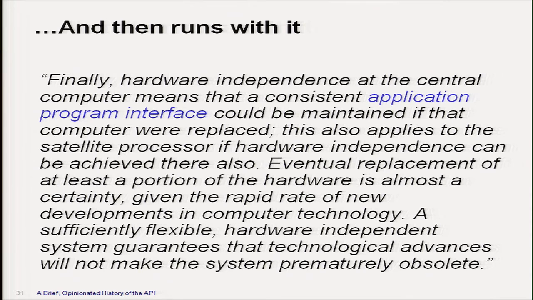Eventual replacement of at least a portion of the hardware is almost a certainty given the rapid rate of new development in computer technology. A sufficiently flexible hardware-independent system guarantees that technological advances will not make the system prematurely obsolete. That's great, right? They got it. They totally understood what the importance of APIs was.